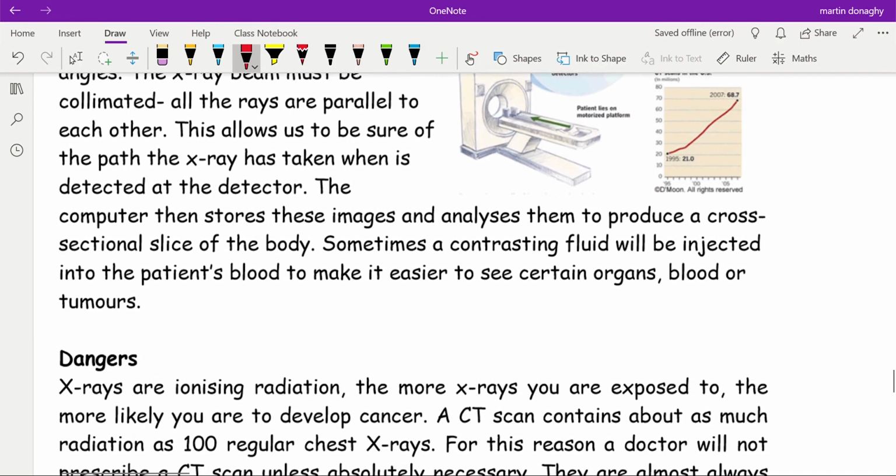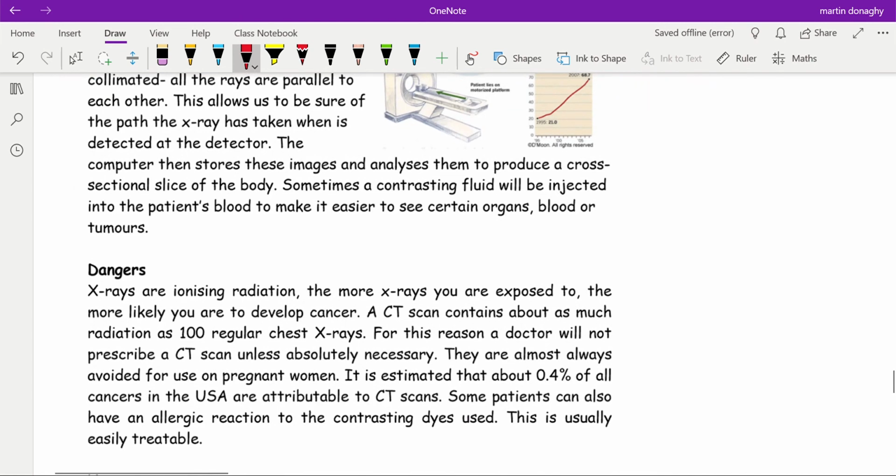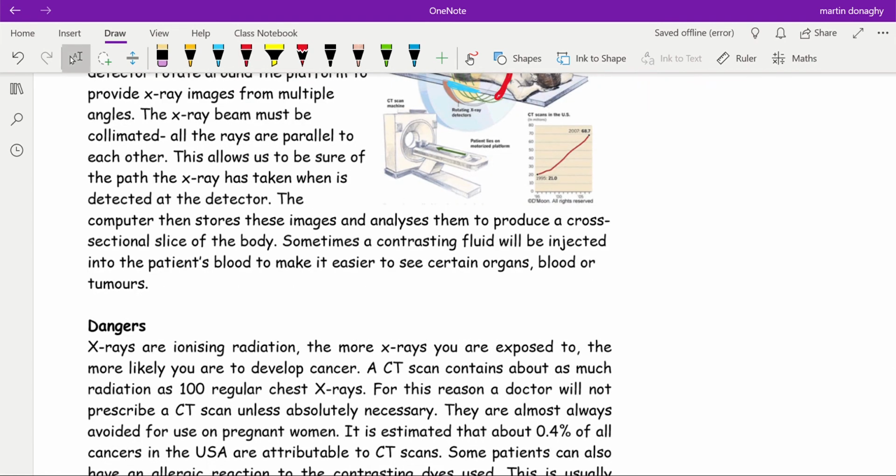Sometimes you might give the patient a contrasting fluid, which will make certain organs absorb more of the X-rays, which makes it easier to visualize them.